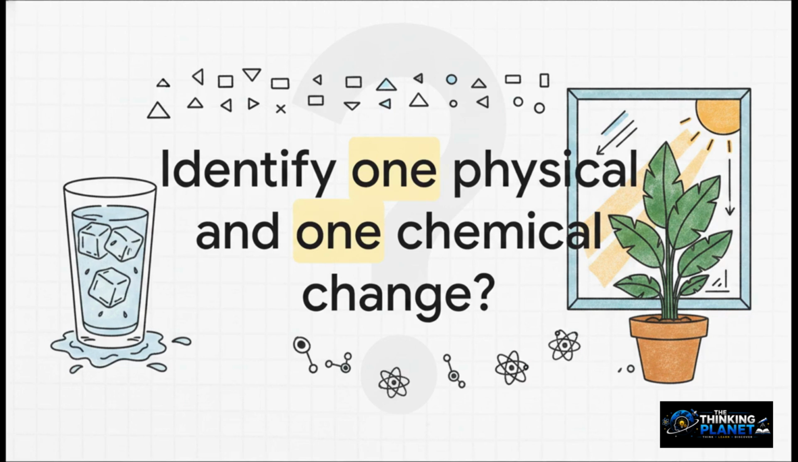I want to leave you with a quick challenge. Look around you right now. Can you identify one physical change and one chemical change happening in your environment at this exact moment? Maybe there's ice melting in your drink, a purely physical change. Or maybe a plant sitting by your window is quietly photosynthesizing, which is a really complex chemical change.